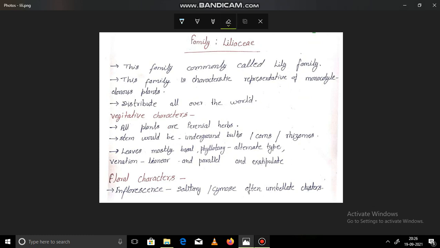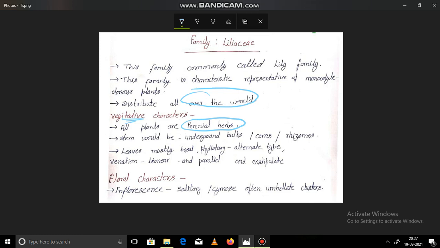Okay, the next point is that it is distributed all over the world. You can find this plant throughout the world in one form or another. When you look into the vegetative characteristics of this plant, all the plants are perennial herbs. Now you might ask me what the meaning of perennial herbs is. Perennial herbs means these plants are not woody and not shrubby. They are herbaceous, they are herbs. Soft stem. Point number 1, perennial herbs, keep that in mind.